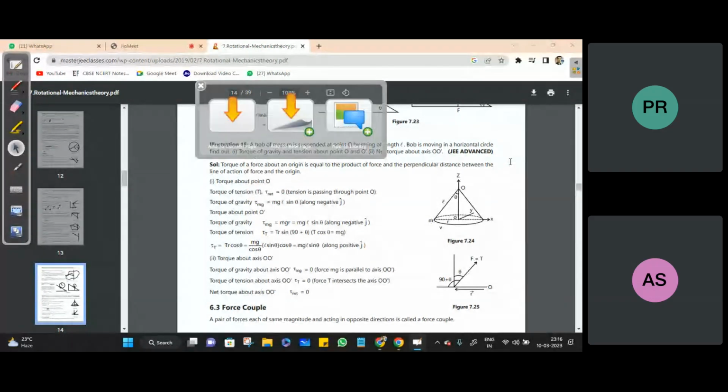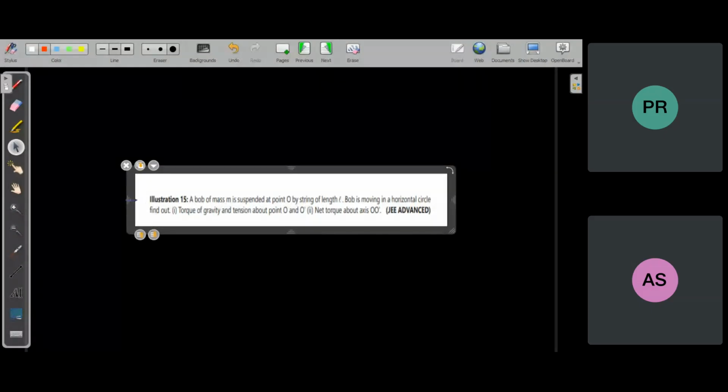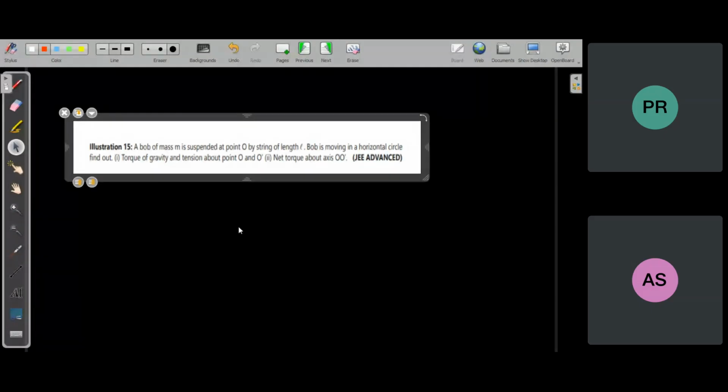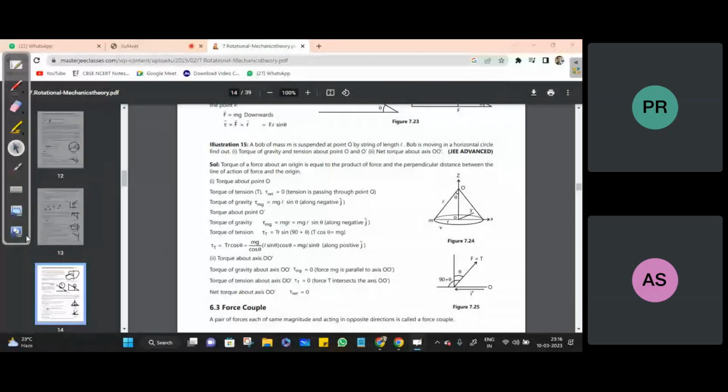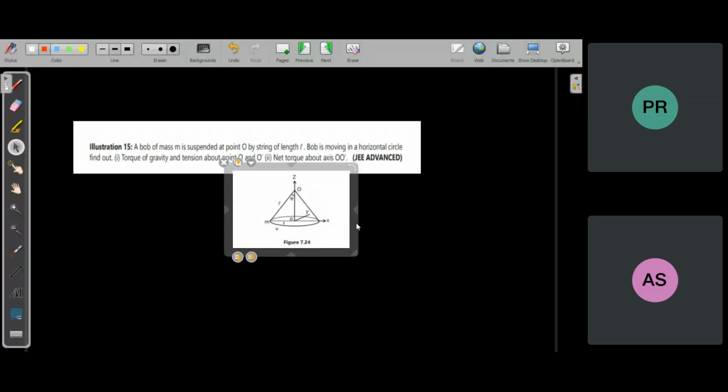This again came in JEE Advanced. You can try this question.